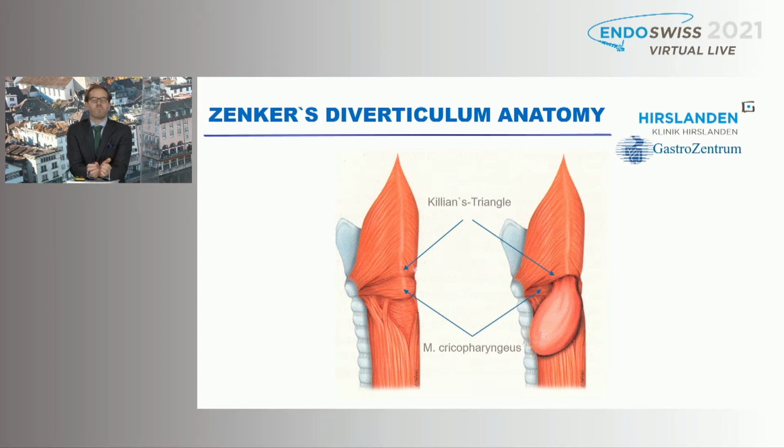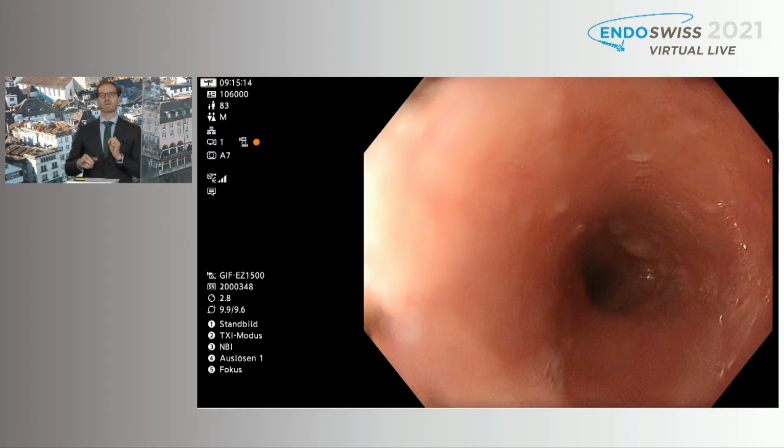As we all know, when we examine these patients, we always have to go through a sphincter, then enter the diverticulum, and afterwards go through a sphincter and go into the esophagus. So we don't enter the diverticulum right from the hypopharynx. I want to show you that in a short video. Okay, please start the video.